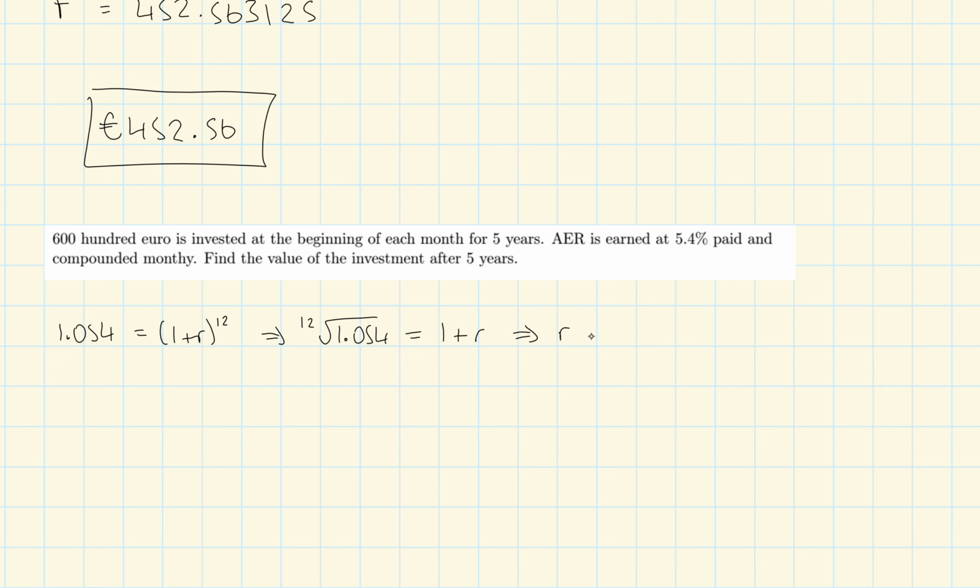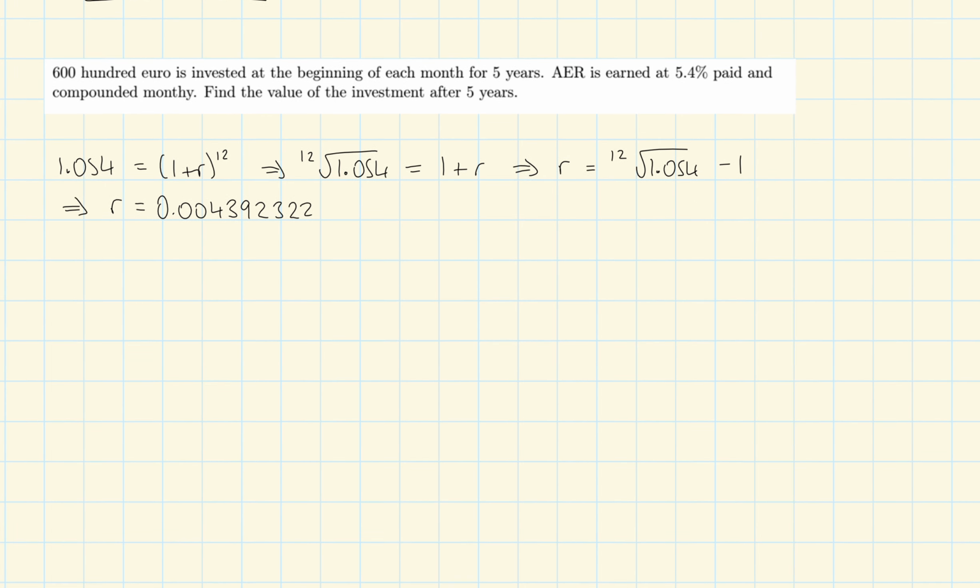And then we subtract 1. This will give us quite a small decimal. So the 12th root of 1.054, you'll get 4.39 and so on, times 10 to the power of minus 3. So you can just add in your 2 zeros. And for i we get 0.004392322. Okay, so now we can go for our formula.